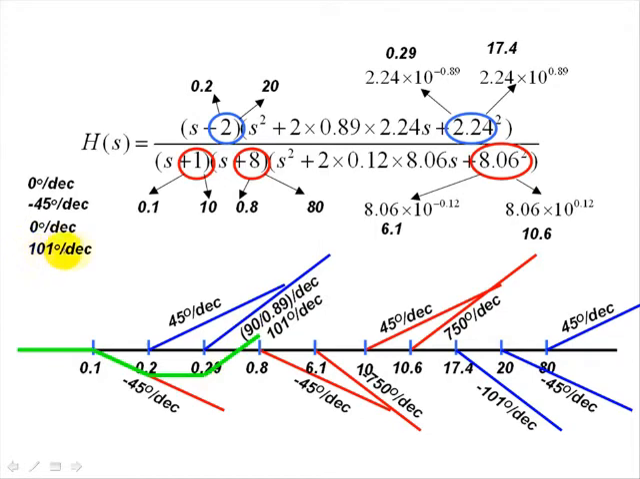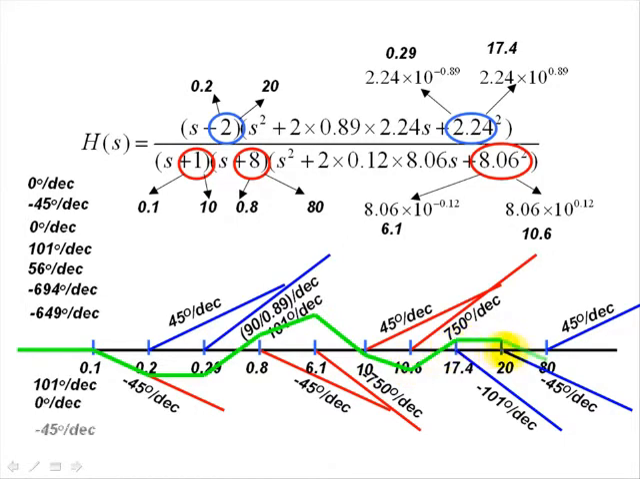At 0.8, the slope abates by 45 degrees and becomes 56 degrees per decade. At 6.1, a brutal negative slope is added that pulls down our curve at a rate of negative 694 degrees per decade. But at 10, we had 45 degrees per decade, and our curve tones down its descent to a still steep negative 649 degrees per decade. I continue to do that until, at the end, the exit is, as predicted, horizontal.